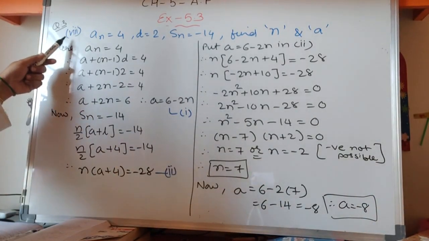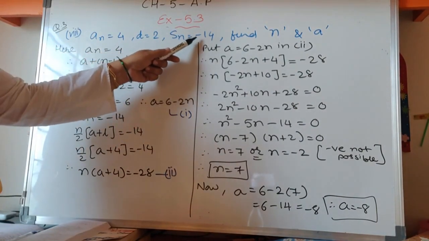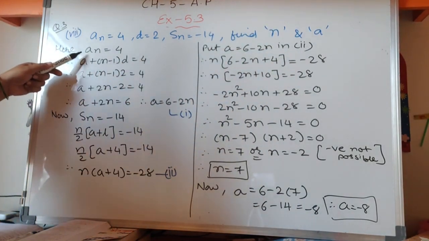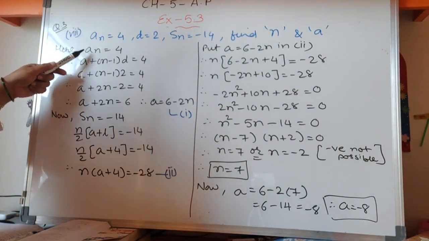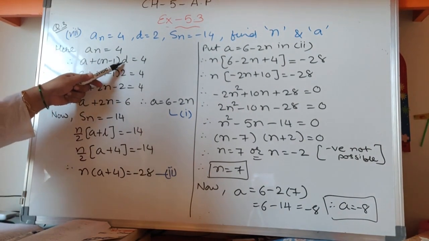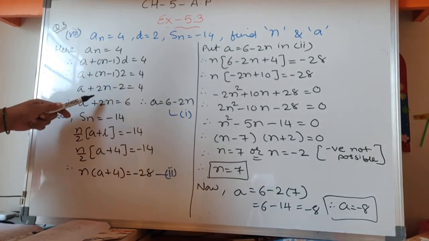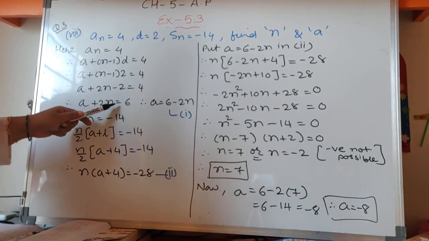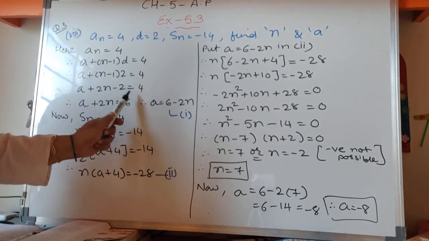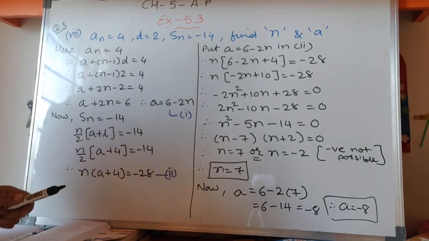Now the next one, the eighth one: an is equal to 4, d is equal to 2, Sn is equal to minus 14. Find value n and a. So here an is equal to 4, it means the last term is given. So we apply the formula a plus n minus 1 into d is equal to 4. After substituting d is equal to 2, we get a plus 2n is equal to 6. It means a is equal to 6 minus 2n, as the 2n goes to the other side.